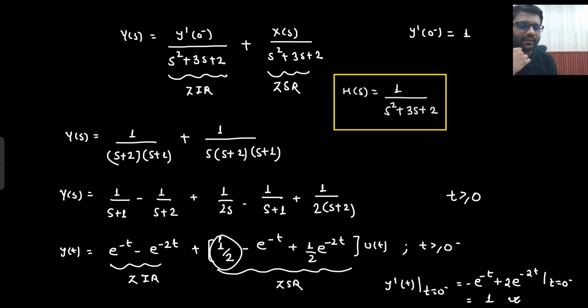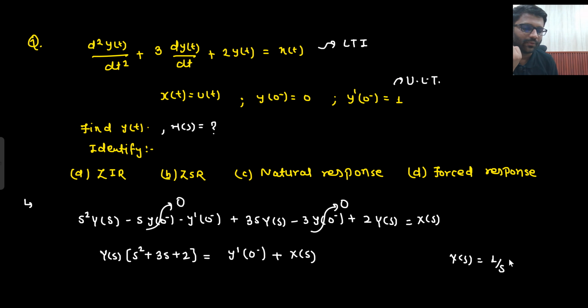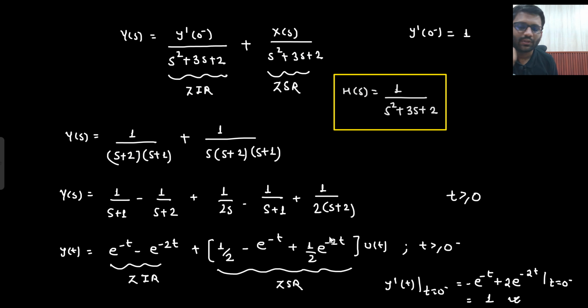This part will be remaining, right? Or what you can do, you see the input pole is at s equals 0. So in all these poles, which one is s equals 0? This one. So this part will be your forced response, and the rest of the part will be your natural response.